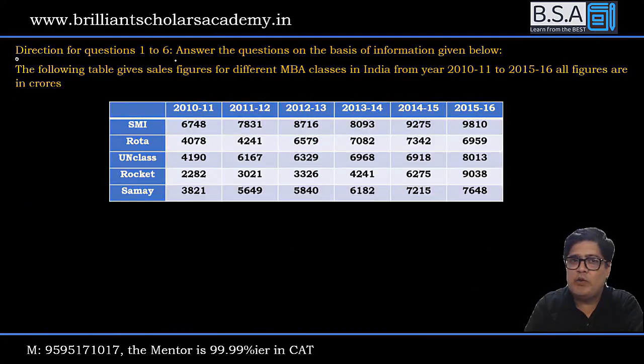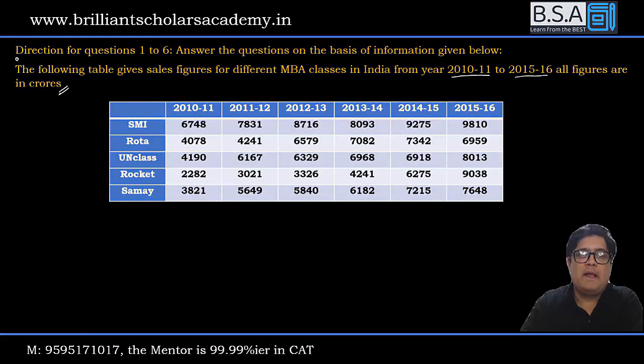Directions for questions 1 to 6. Answer the questions on the basis of information given below. So the information is given below, do not assume anything from outside. Following table gives sales figure for different MBA classes in India from year 2010-11 to 2015-16. All figures are in crores. Let us assume these are MBA coaching classes. SMI, Rota, Unclass, Rocket, Samay, some strange names.